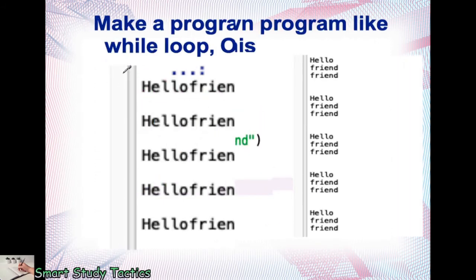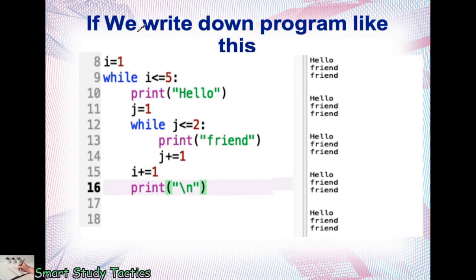i equals 1, sorry. Now if we write the program like this, the output will be this way. i equals 1, while i is less than or equal to 5, print hello, 1, 2, print friend, increment, increment, and this new line. So let's see what it will do exactly. Just now I showed you how to print hello friend with the help of the while loop. So this portion will do the same thing, and this portion will do the same thing.